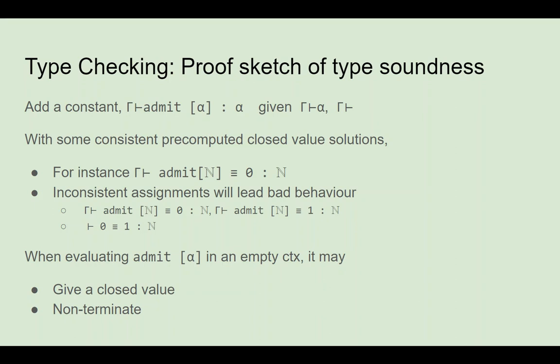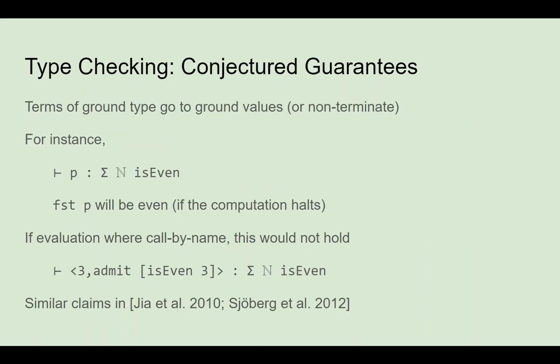Then when you actually evaluate one of these admits, you kind of cheat the proof and you say give one of the closed values or just non-terminate. And the guarantees we would like from this are that for every ground type, the ground values work as expected.